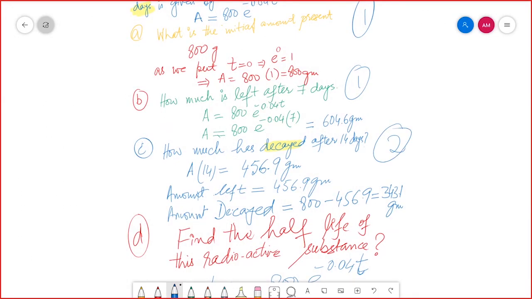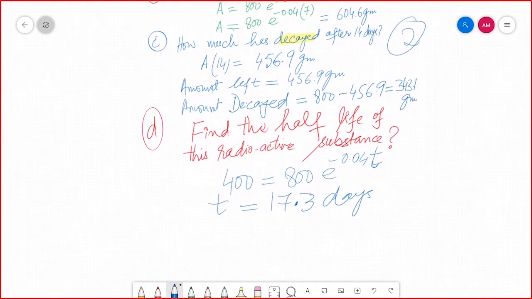Why 2 marks? Can you guess why it was? Because it has 2 parts to do. First you had to find the decay, and then you had to find the amount left and then the amount decayed. So if I change the color, this was 1 mark and this was 1 mark. You understand that? And then this question had in fact 3 marks.